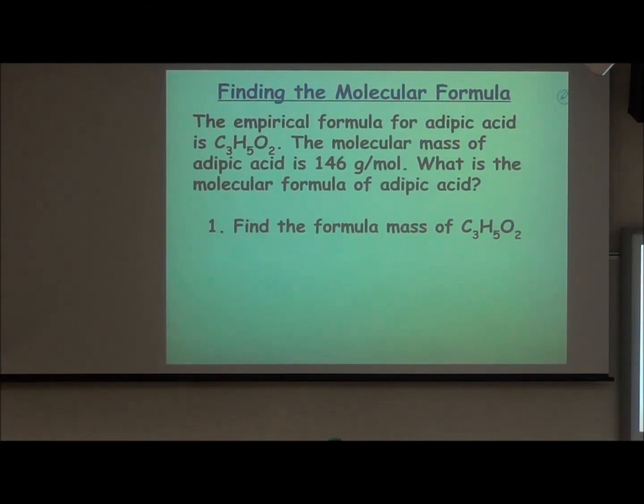So the formula we just came up with was C3H5O2. So the first thing we want to do is find the molar mass of that empirical formula to see if it matches up with 146. So when we do that, we get 3 times 12 plus 5 times 1 plus 2 times 16, and it adds up to 73.